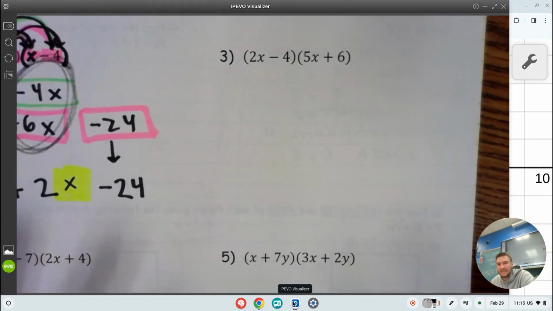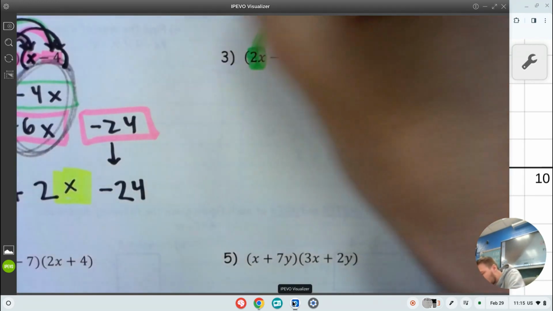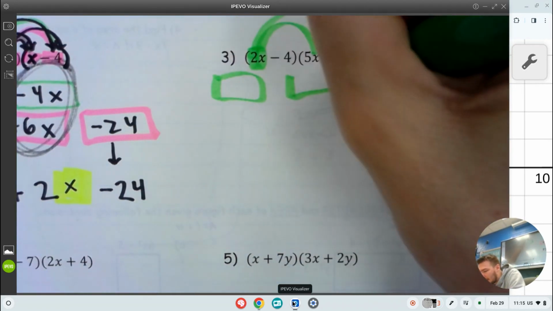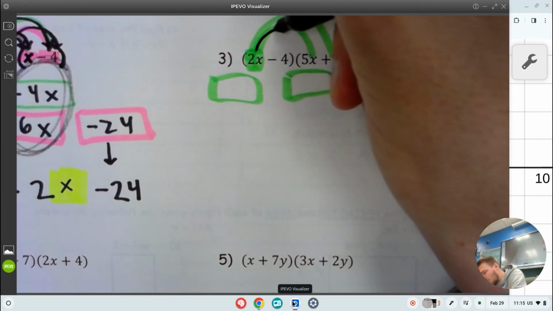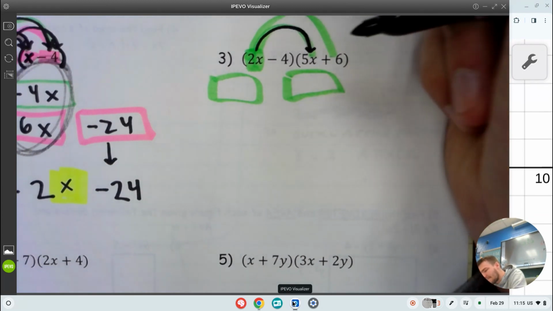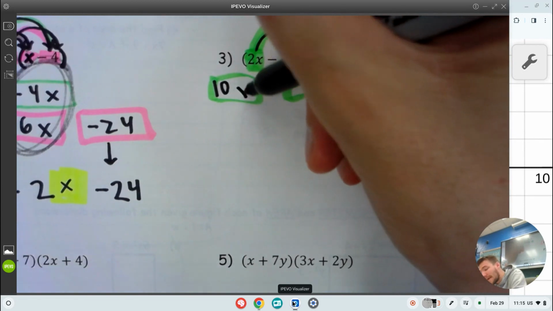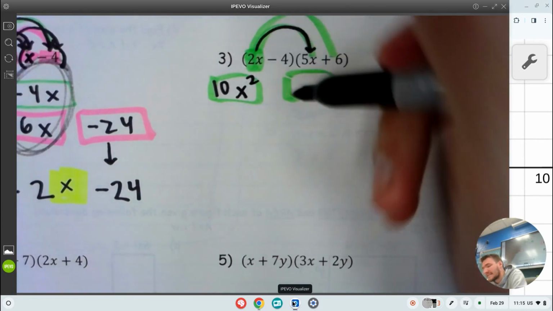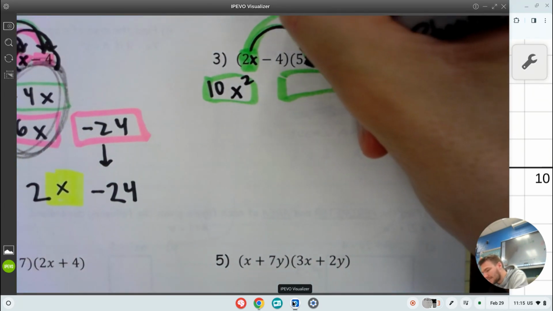Moving on to the next question. We're just going to pick up the pace a little bit. We're going to take the first one and distribute it. We're going to make two little boxes. This one is a tiny bit harder because there's a few more numbers, but it's still not that bad. 2x times 5x. 2 times 5 is 10. And how many x's? X squared, because we have x times x.